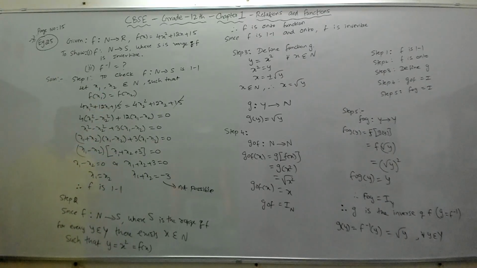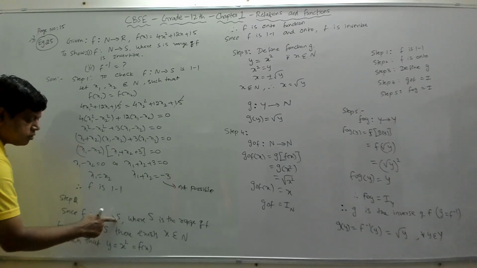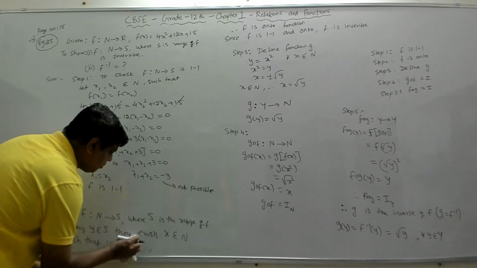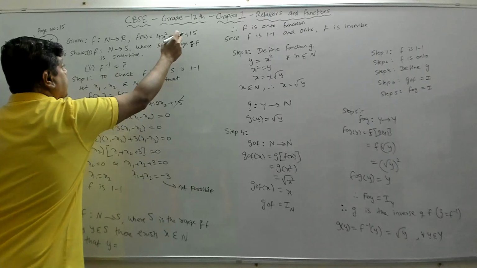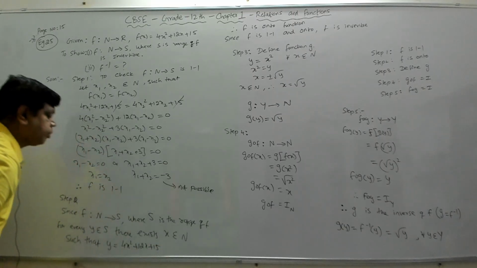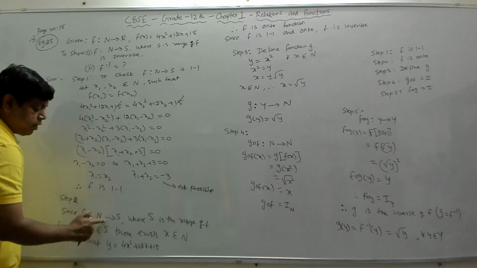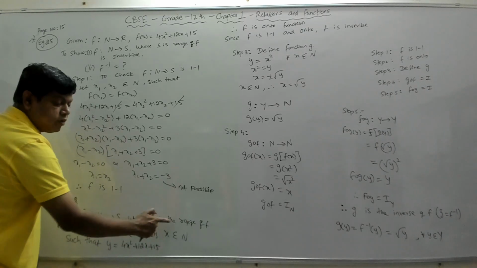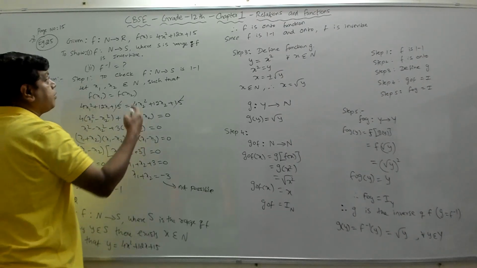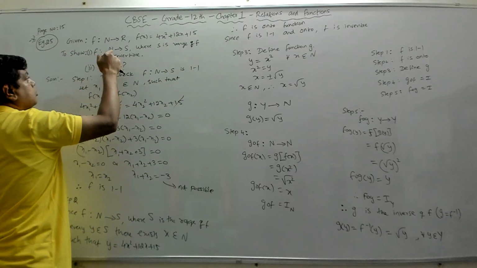Right? Which means for every element y belonging to the set S, there exists x belonging to N such that y will be in the form of 4x square plus 12x plus 15. Why? Because f is a function from N to S, where S is the range of f. Range of f means any element that we take from S will be in this form, 4x square plus 12x plus 15.